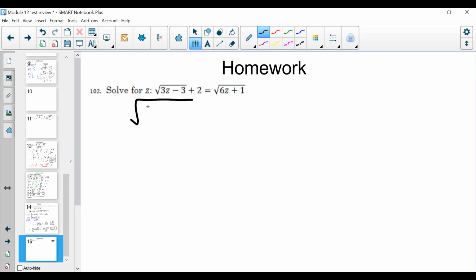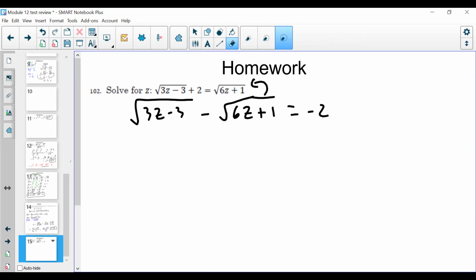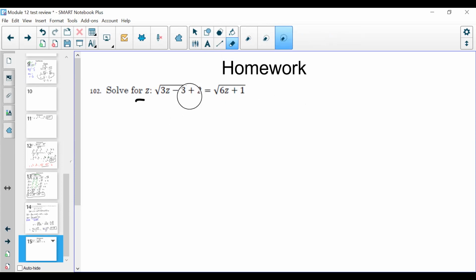Because sometimes, on the notes, we could have given this to you as the square root of 3z minus 3 minus the square root of 6z plus 1 equals negative 2. So, usually on a quiz or test or on the notes, we actually give it to you in this form that I wrote in black, and then you got to solve it out into the form that they give us. So I just want to reiterate the point that what you want to do is isolate one of the square roots by themselves and then work from there.